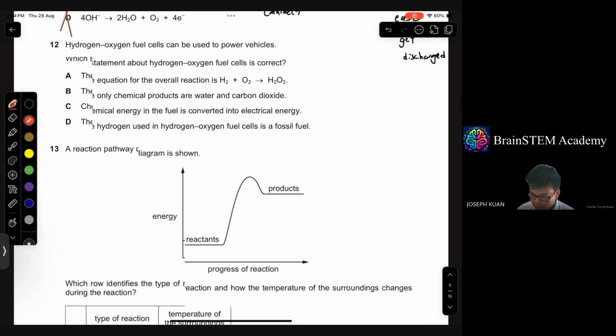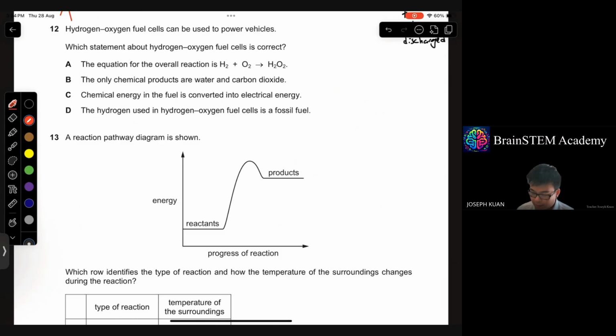Hydrogen-oxygen fuel cells can be used to power vehicles. Which statement about hydrogen-oxygen fuel cells is correct? So first, a hydrogen-oxygen fuel cell is about these two chemicals reacting with each other to form just water, and in the process, releasing a lot of energy. So the benefit of this is that it doesn't form any carbon dioxide. And we are utilizing the chemicals' energy and turning it into actual electrical energy so that the engine can run.